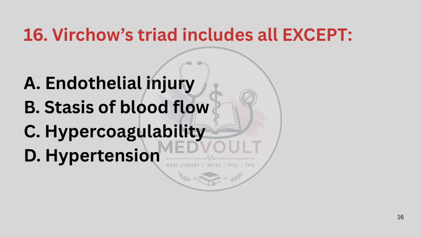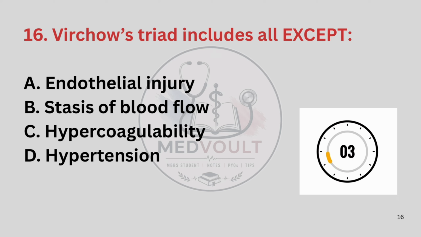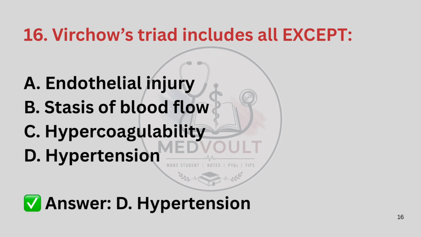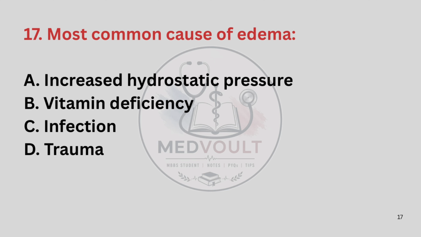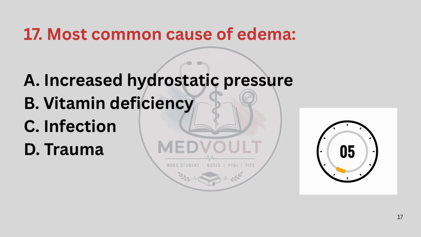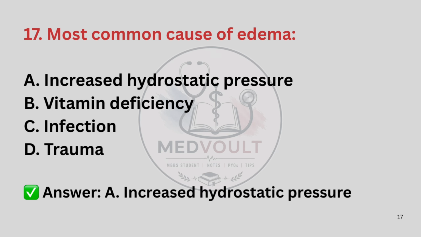Virchow triad includes all except endothelial injury, stasis of blood flow, hypercoagulability, hypertension. Answer is D. Hypertension. Most common cause of edema: increased hydrostatic pressure, vitamin deficiency, infection, trauma. Answer is increased hydrostatic pressure.